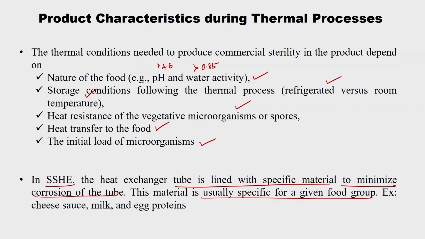And sometimes this corrosion problem can be well taken care of by the product itself, because certain products at certain temperatures only will have the corrosion property. For example, at high temperature my corrosion would be very low. So, in that case corrosion may not be a problem in the heat exchanger, but it may be a problem in the cooling section or holding tube, right. So, for that reason also we need to study the product characteristics, at what temperature the corrosion rate is high. Examples are cheese sauce, milk, egg proteins. So, these foods cause corrosion, but it is also a function of temperature.